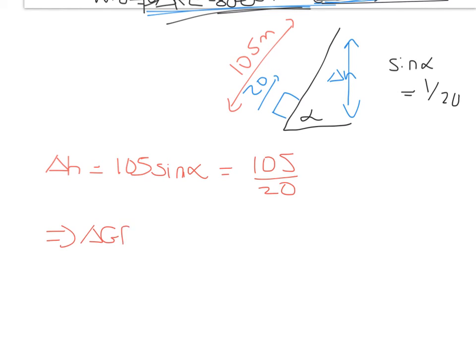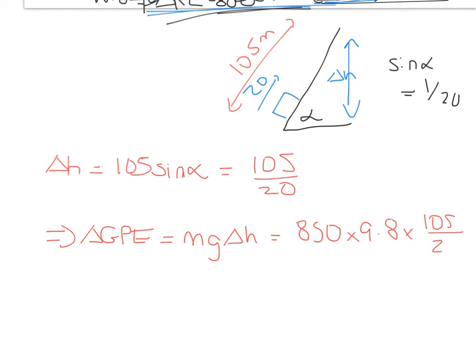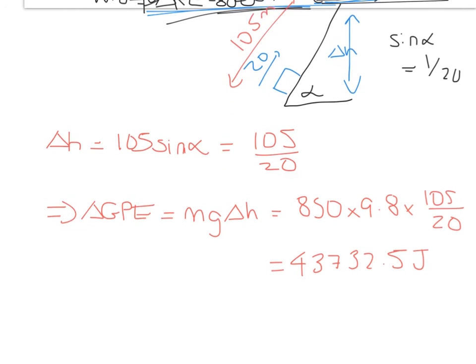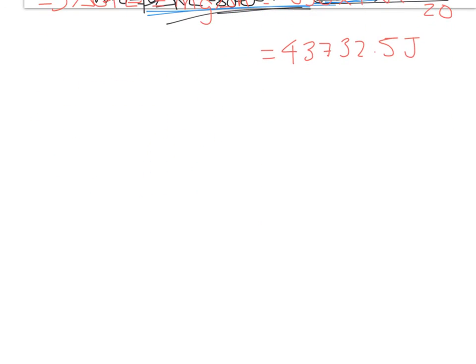And that means that your change in gravitational potential energy is going to be calculated like this, which is going to be still 850 because it's still the same mass, times 9.8, and then we're going to multiply it by our delta h, and when we put all those numbers in, you end up with 5. So we've got our change in gravitational potential energy there, this number. Let's leave that there.